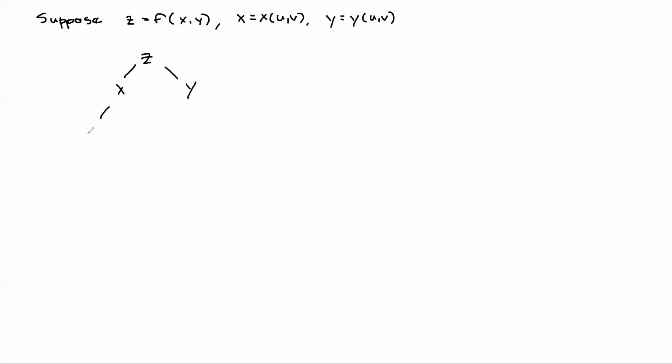And then x is defined in terms of u, and x is defined in terms of v. Y is defined in terms of u, and y is defined in terms of v. All right, so to go through and figure out, we've got to figure out what all the branches represent. So if you have z and it's defined in terms of two things and you want to differentiate it, then you've got to use partial derivatives. And same thing, x is defined in terms of two things, so you've got to use partial derivatives. And same.